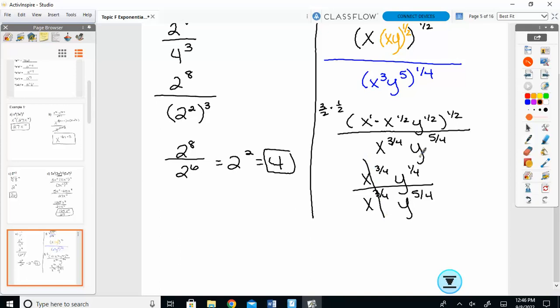What do we do with these x's? They cancel. What do you do with the y's? Where do you have more, on the top or the bottom? So I'm going to take it down to the bottom, which just leaves the 1 on top. So then it's 5/4 minus 1/4, which is just 4/4, or 1. So we get 1 over y.